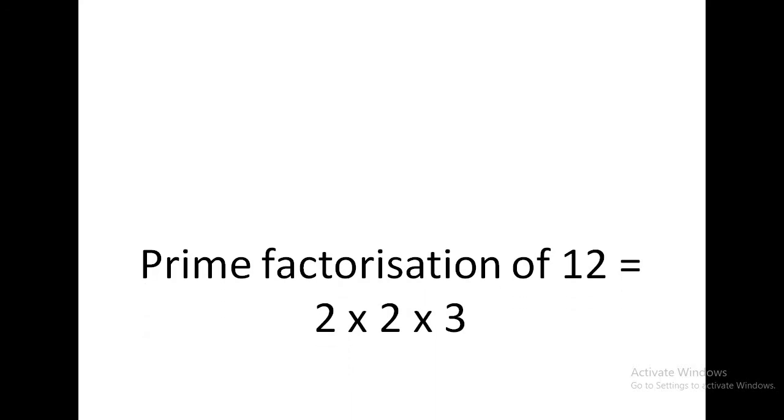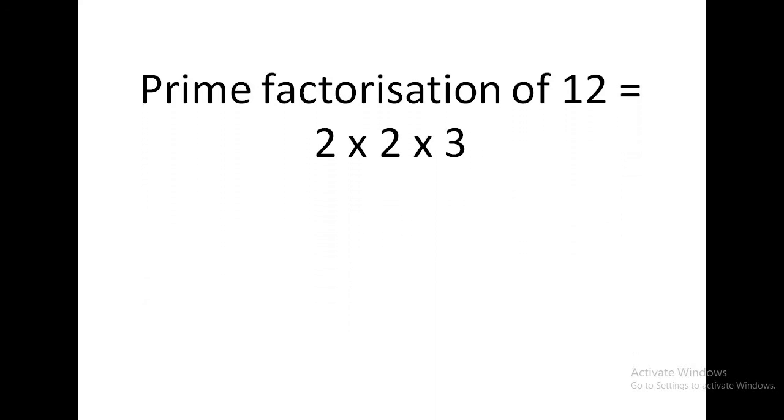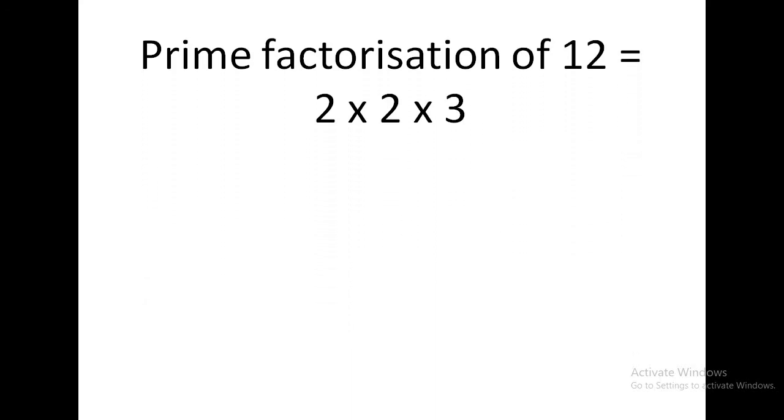So first we will find the prime factors of 12. So what are the prime factors of 12? It is 2 multiplied by 2 multiplied by 3. 2 times 2 is 4, and 4 times 3 is 12. So 2 into 2 into 3 is 12. These are the prime factors of 12.